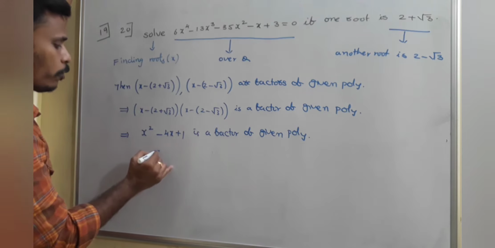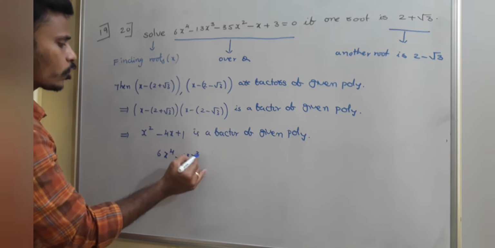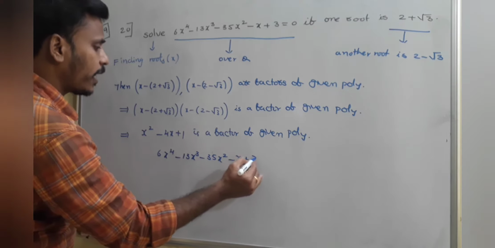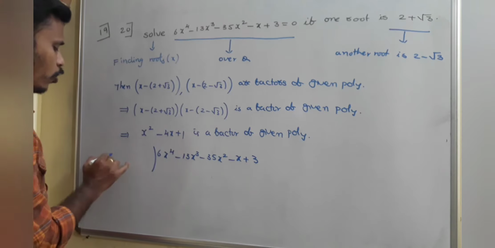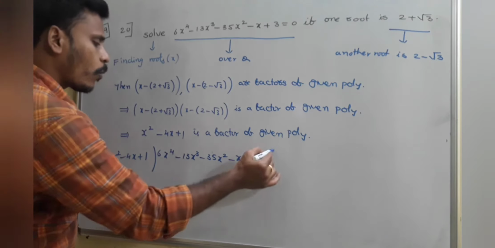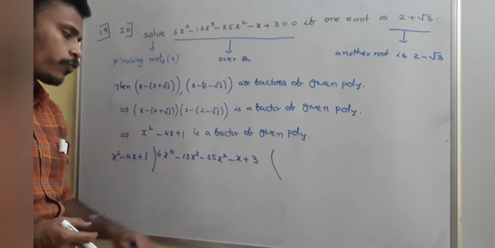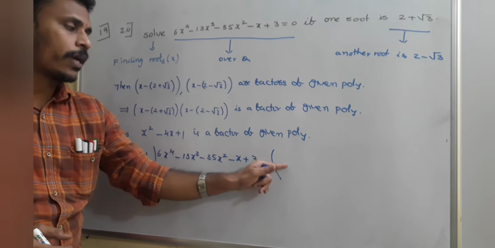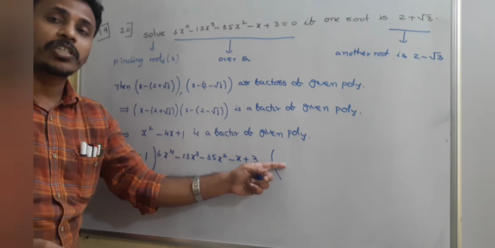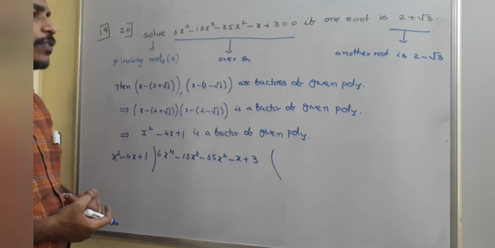Okay, what we need to do? We take 6x^4 - 13x^3 - 35x^2 - x + 3 and divide it by x^2 - 4x + 1. If you divide the given polynomial by this factor, you will get remainder 0 and some quotient, right? That quotient is required to find the other roots. Okay, how to do the division?